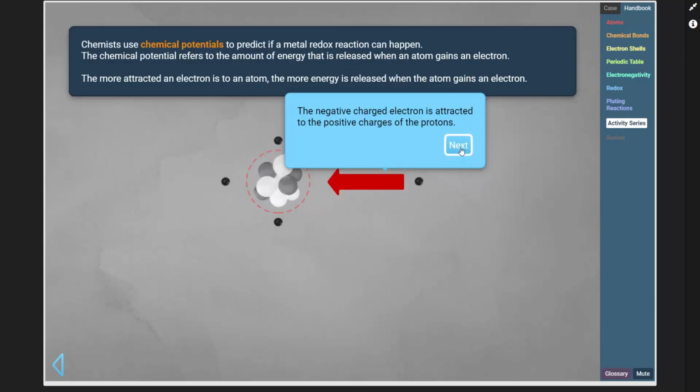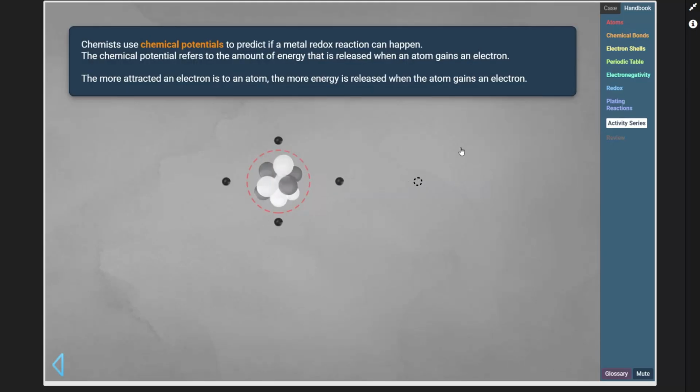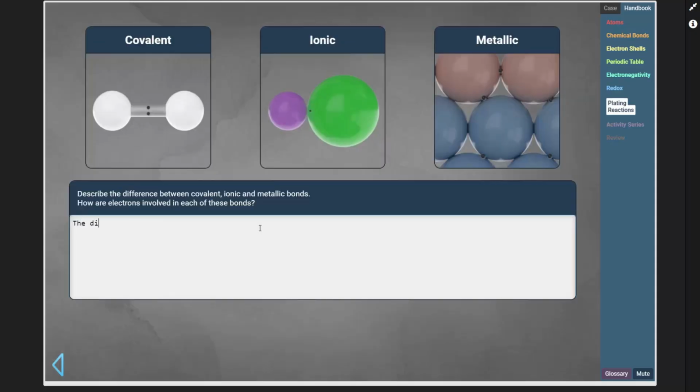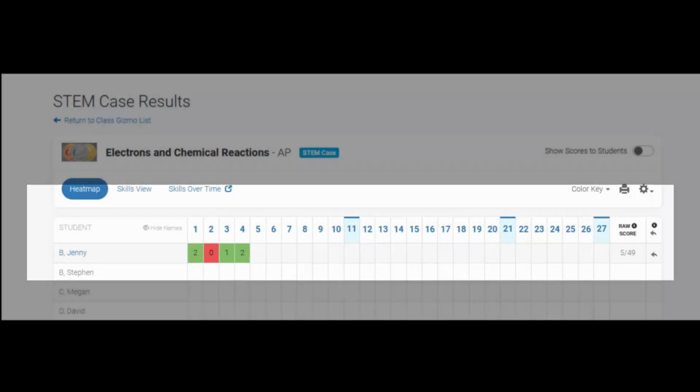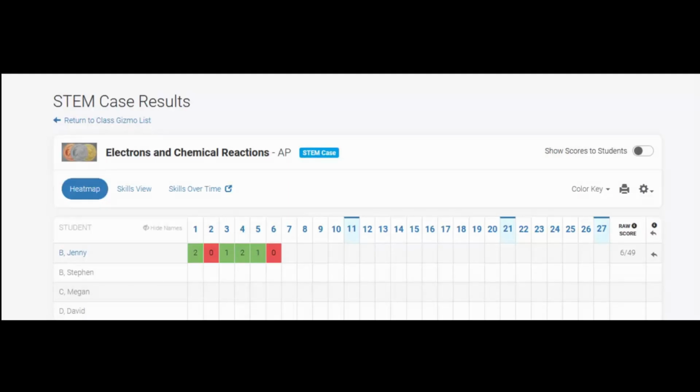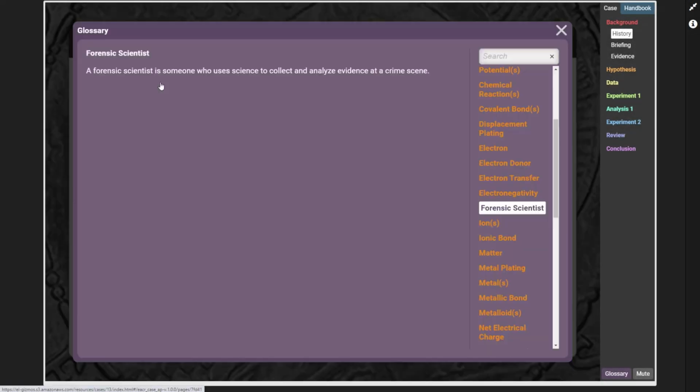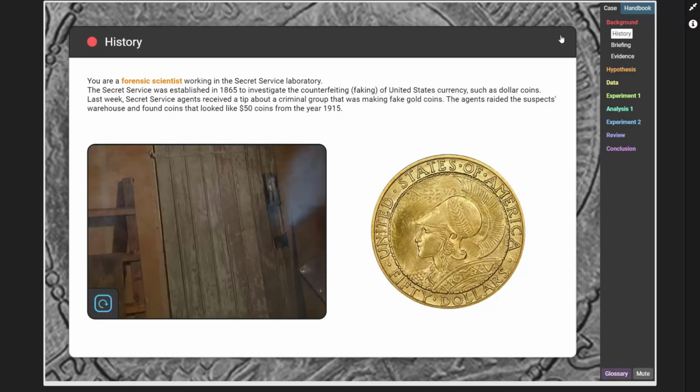More topics are covered in the AP version. All of the cases include questions for students, and teachers can follow their progress in real time using the heat map tool in their Explore Learning account. Every case also includes a scientific glossary to help with new terminology that is grade appropriate.